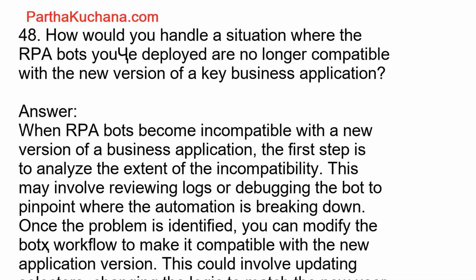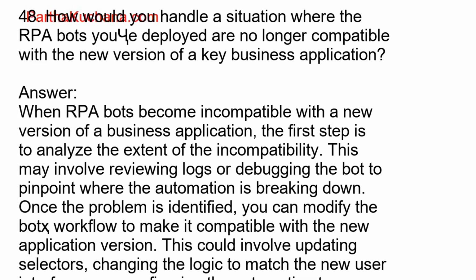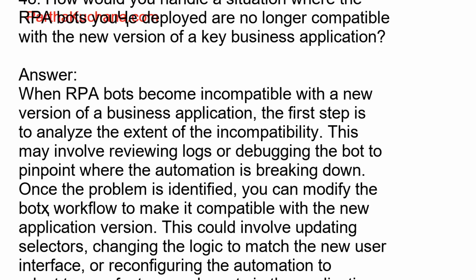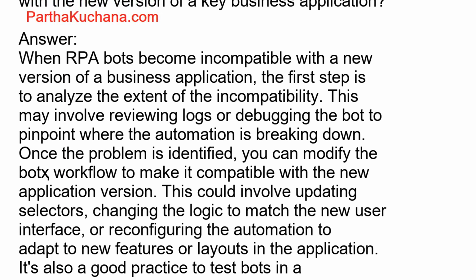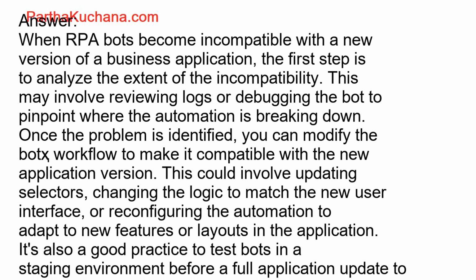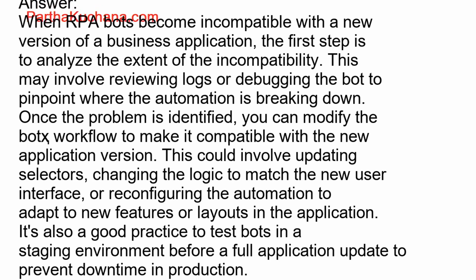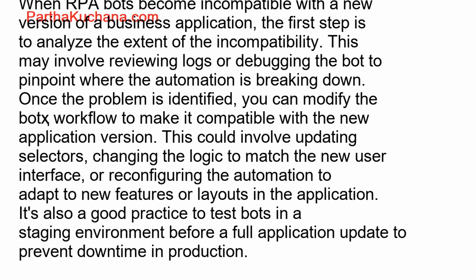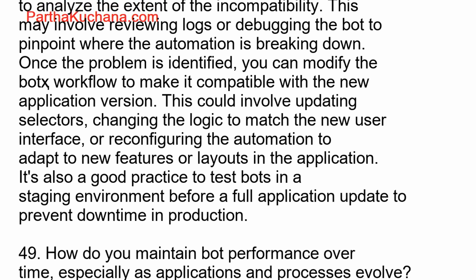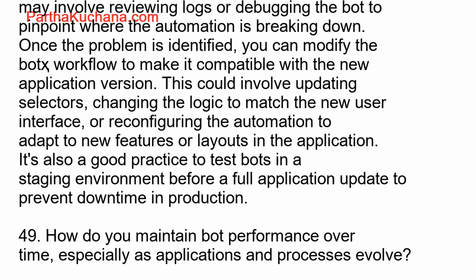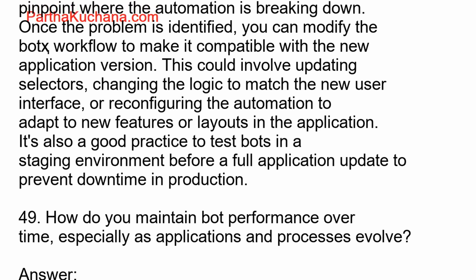50. What steps would you take to ensure the security of RPA bots, especially when handling sensitive data? Answer. Ensuring the security of RPA bots when handling sensitive data involves several key steps. First, access controls must be strictly defined, ensuring that bots have only the necessary permissions to perform their tasks and that sensitive information is encrypted both in transit and at rest.